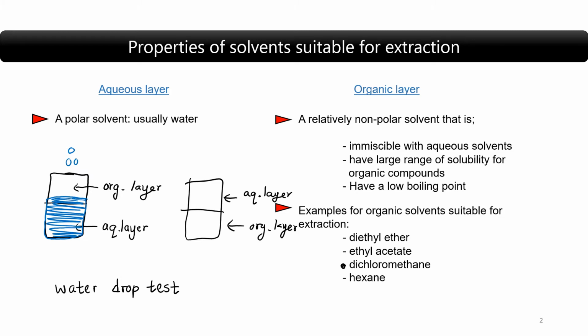and we can therefore conclude, okay, the bottom layer is the aqueous layer in this case, and the top layer is the organic layer. So whenever you get a question where you're told that you don't know the densities of these solvents, how would you determine which layer is on the top and the bottom? You would do a water drop test.